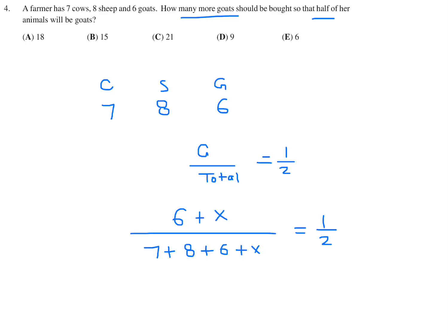So we now solve for this, cross multiply, and you get 12 plus 2X equals 7 plus 8 plus 6 plus X. So bring the X over to this side, and we'll have 7 plus 8, 15, 15 plus 6, 21, 21 minus 12, and this is equal to 9. So she needs to buy 9 additional goats, and if she does, the goats will represent a half of the total animals that she owns. So the answer to number 4 is D.